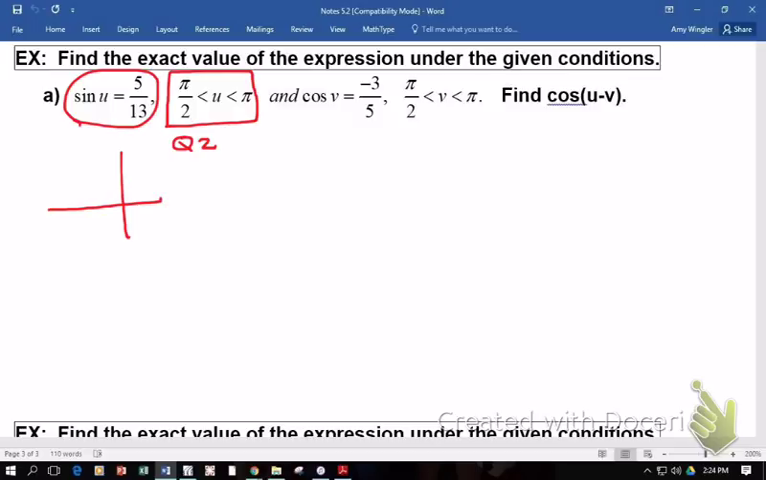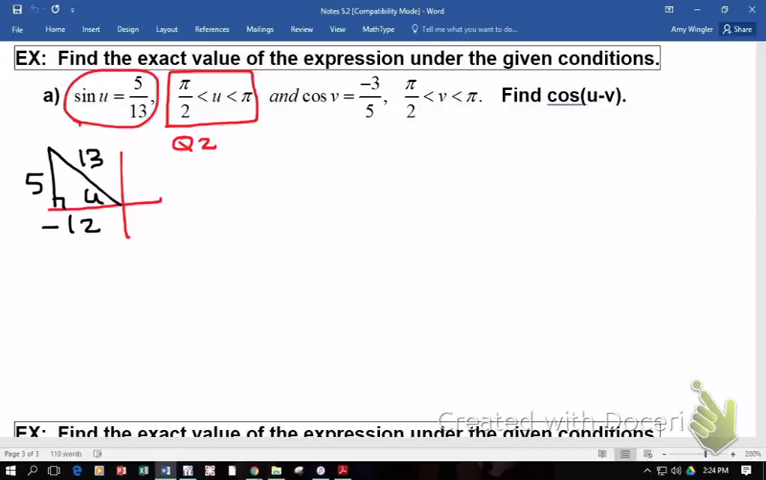Remember, when you draw an angle in quadrant 2, you go out into the quadrant you need to be in and make it perpendicular with the x-axis. You want to put U by the origin because that's your angle. Sine is opposite over hypotenuse. When you do the Pythagorean theorem, you get this side to be 12. It is negative because you're in quadrant 2 and you're going to the left.